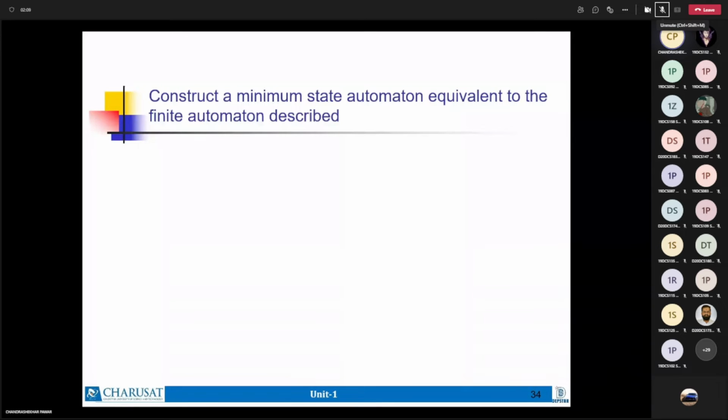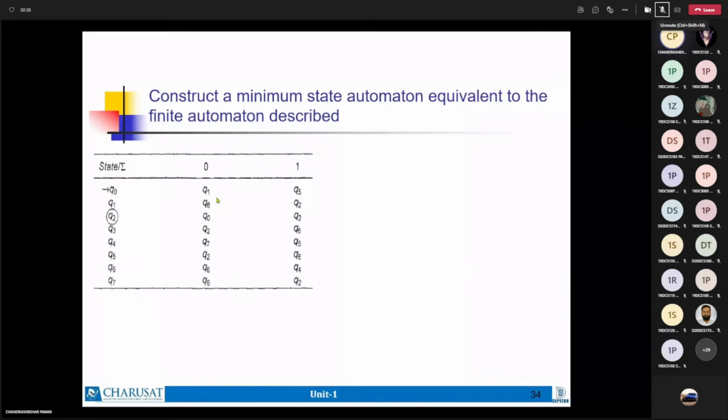So is the slide visible to everyone? Presently, only the statement is visible to all of you. That is, construct a minimum state automata equivalent to the finite automata. Describe. Hello, sir. Yes, describe within this table. Please start recording. Yes, yes.